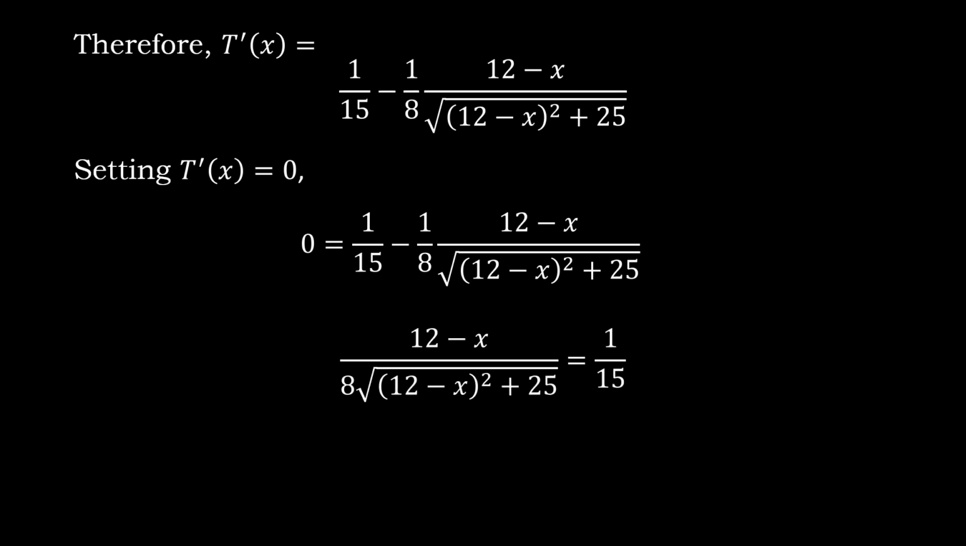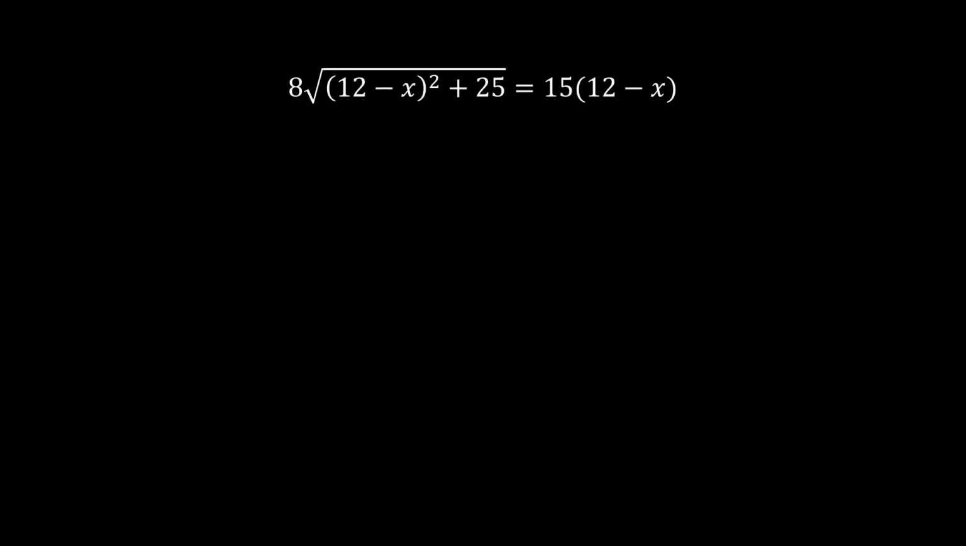And we will then move the 15 over to the right-hand side. Then we will cross multiply and we will get 8 times the square root of the quantity (12 minus x) squared plus 25 is equal to 15 times the quantity (12 minus x). So once we have this, we can then take the square of both sides and distribute on the left-hand side. This would give us 64 times (12 minus x) squared plus 1600 is equal to 225 times the quantity (12 minus x) squared.